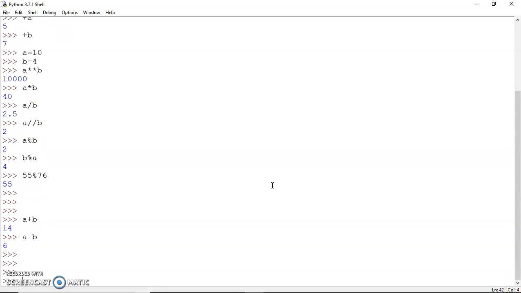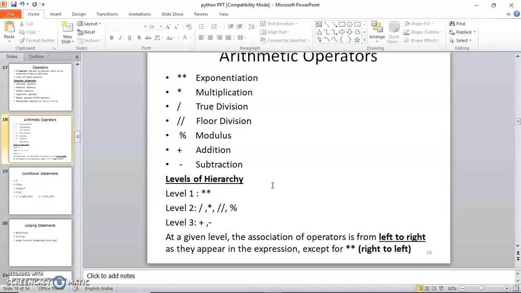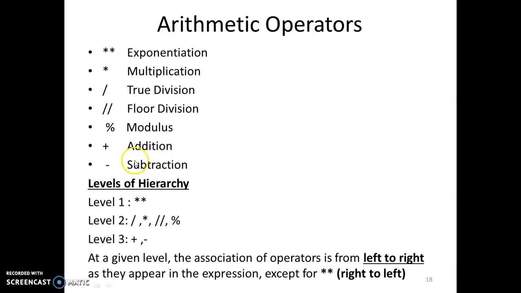The important thing is we are solving these operators on an individual basis. If they appear in an expression together, then how do we resolve which operator must be performed when? To deal with this, we have the concept of levels of hierarchy. That is, the levels at which these operators work, and at a particular level, what is the association between the operators.